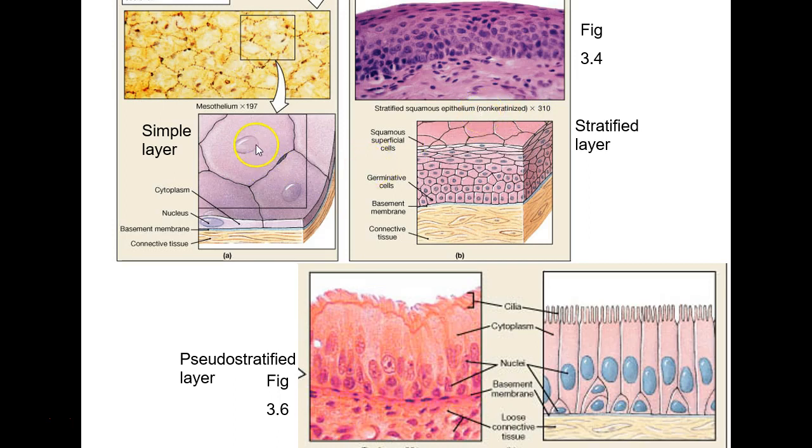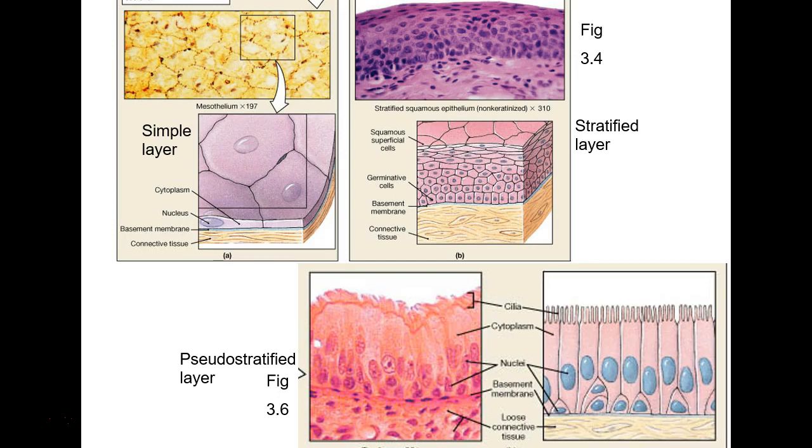Simple. So you notice the simple is just one layer deep. It's attached to a basement membrane. Simple squamous. Let's think about where you can find simple squamous epithelium. What about inside of a blood vessel? Yeah, simple squamous. What about inside your little alveolar sacs in your lungs? Yeah, that's a good place too.